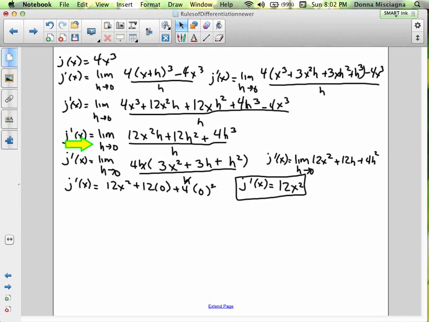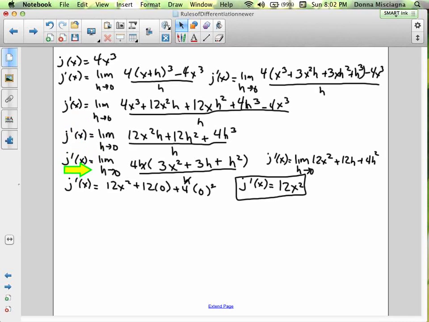All right, and then we're going to factor out. This time I did factor out the 4h. I really could have just factored out the h. So we have j prime of x equals the limit as h approaches 0 of 4h times 3x squared plus 3xh plus h squared.